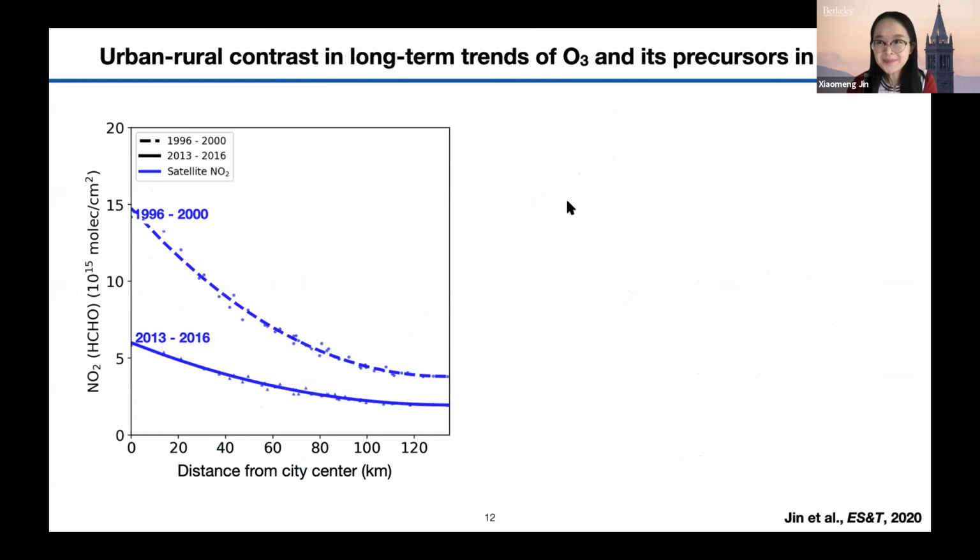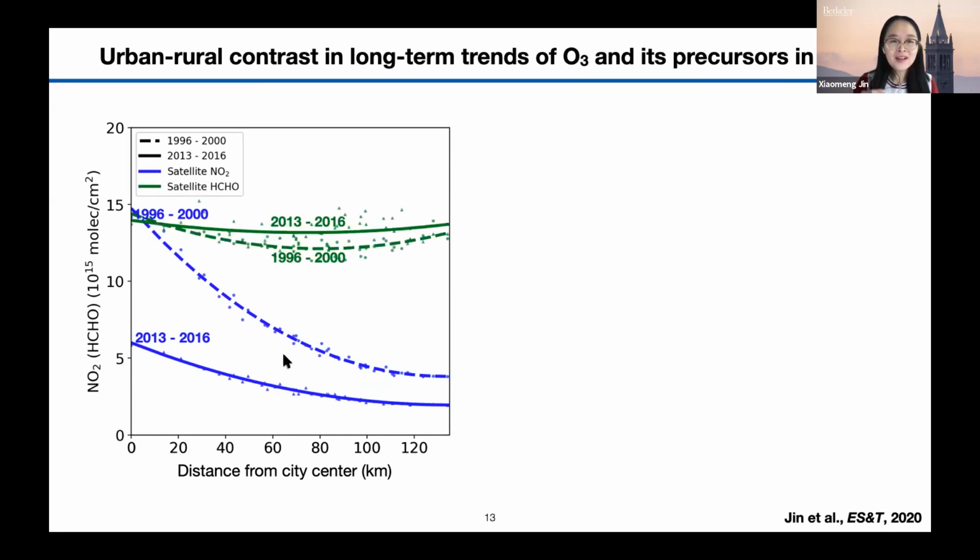So to look at this in another way, here I'm showing you the satellite-based NO2 as a function of distance from the city center in two different periods, 1996 to 2000 as a dashed line and 2013 to 2016 as a solid line. And you can see that there is a sharp urban-rural gradient of NO2 in both periods, and the gradient is smaller in the recent period.